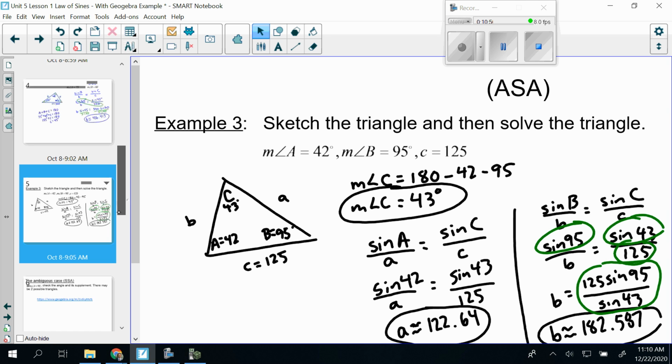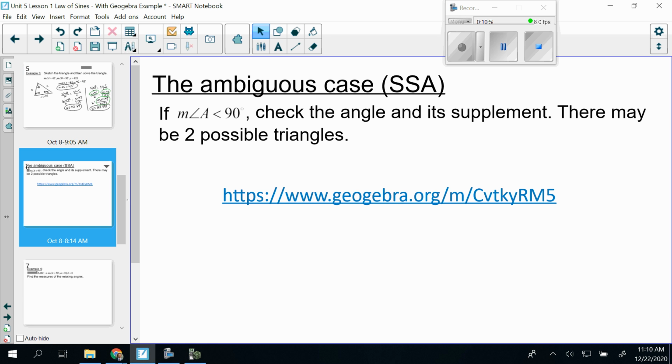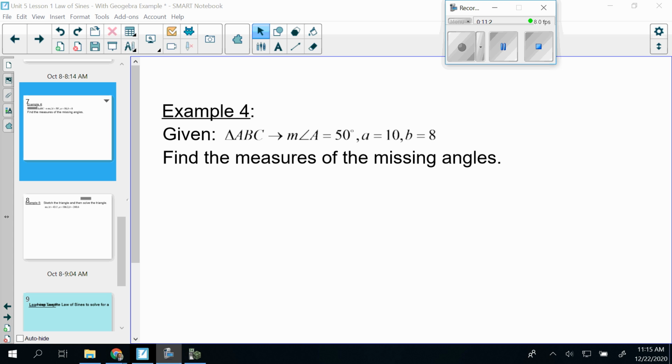All right, last case of these is if you have side-side-angle. So if you have side-side-angle and one of your angles is less than 90, then you need to check the angle and its supplement because there might be two possible angles that we could use when doing this. So let's look at example 4. We're going to sketch this out.